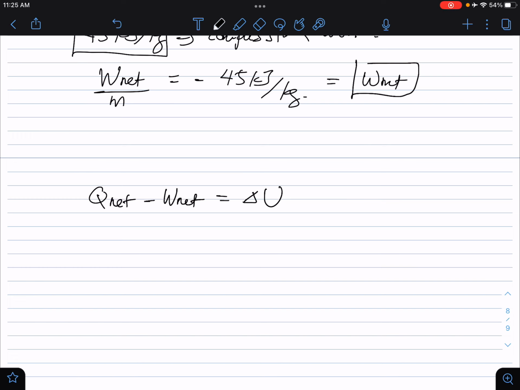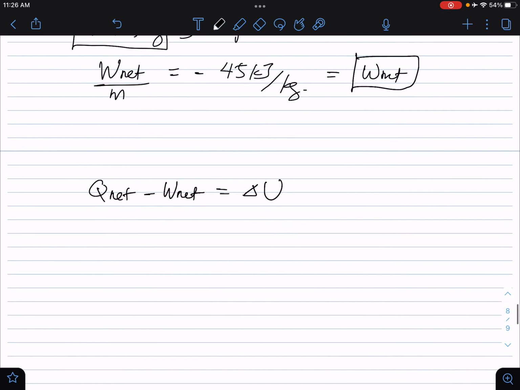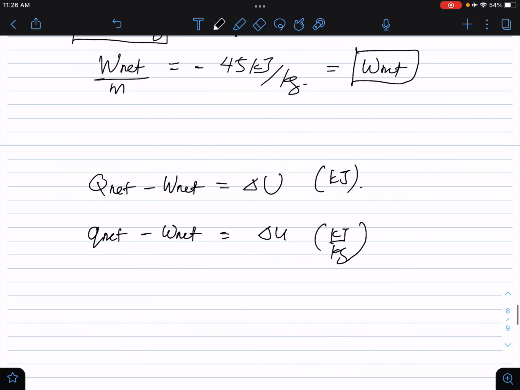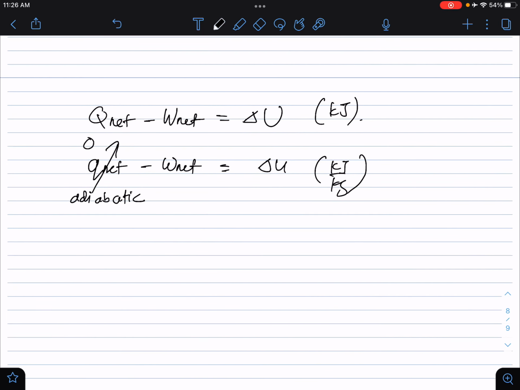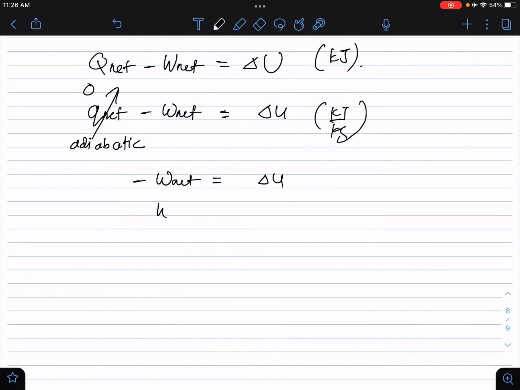But since this is a small w, we can translate it into small q and small delta u. So per unit mass basis, this becomes q net minus w net equal to delta small u, in kilojoule per kilogram. Now, for an adiabatic process, we know q should be equal to 0. So negative work net is equal to delta u, and w net is equal to minus delta u.